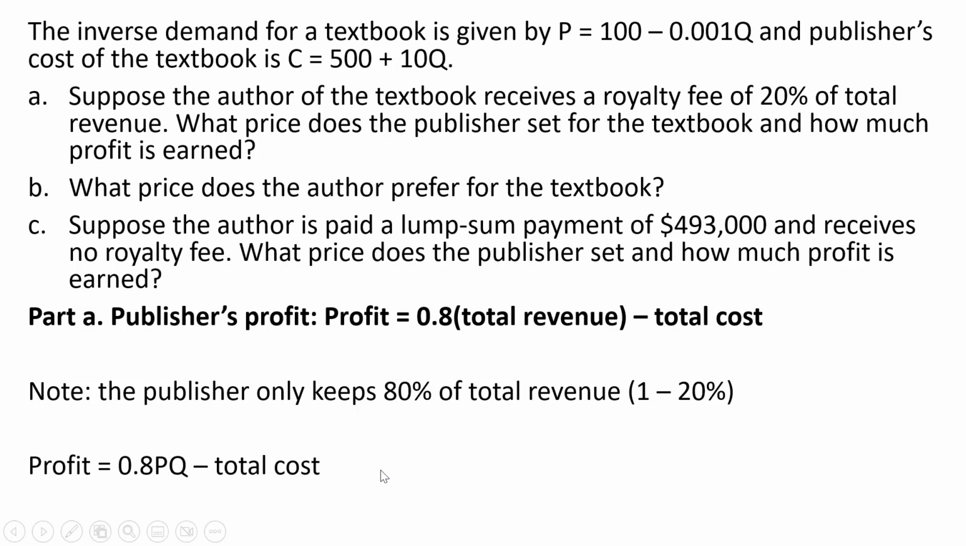Let's make our substitutions. What is price? We're going to plug in this inverse market demand of 100 minus 0.001 Q. That's all multiplied by Q. And then we're going to subtract out total cost. We got fixed cost of $500, and then we're subtracting out the variable cost of 10Q.